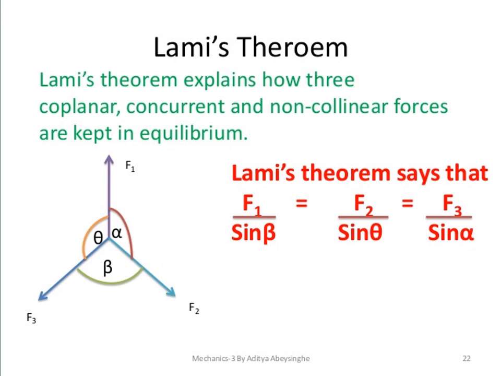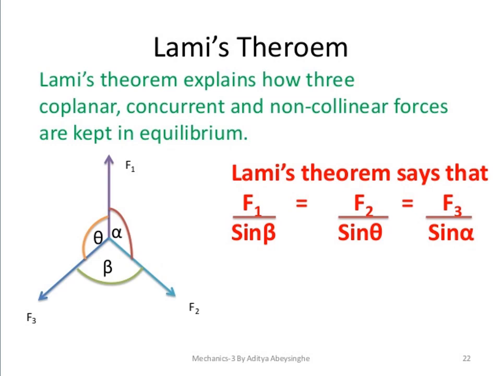Now, let us consider 3 coplanar and concurrent forces, that is F1, F2 and F3, which act at a common point O. If the point is at equilibrium, then according to Lami's theorem, what happens?